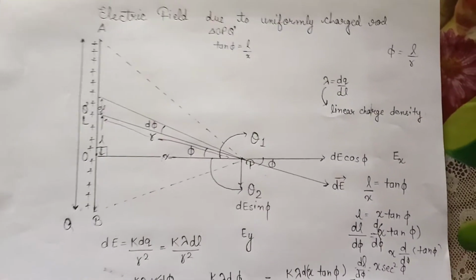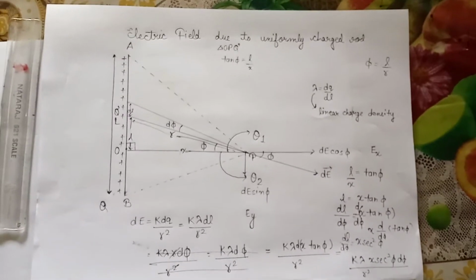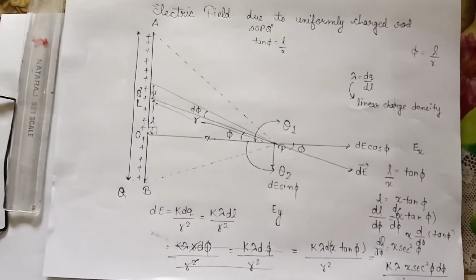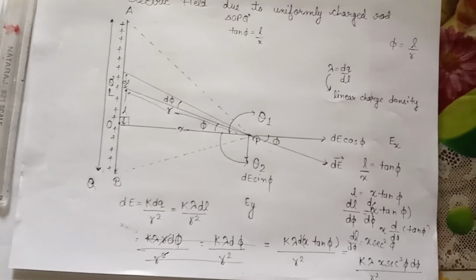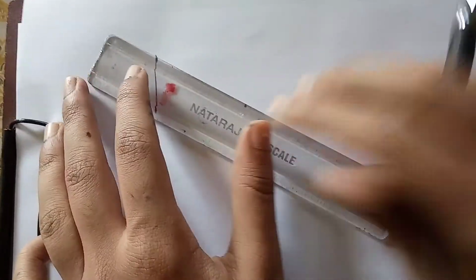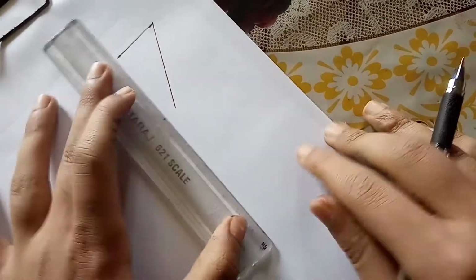Let's do it on the other page. Here in the OPQ dash triangle, at first I want you to take a screenshot of this page. You can take a screenshot of this page and write it down. Okay, now here we have a triangle.